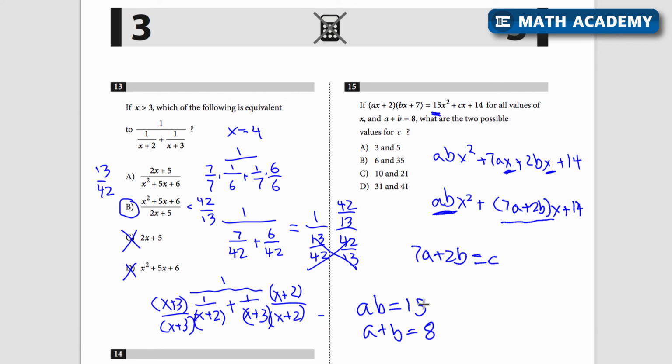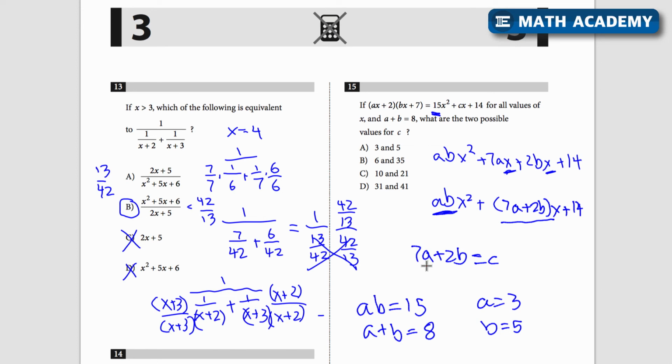What multiplies to 15 and adds up to 8? Well, I could have 3 or 5 for these, and it could be switched. It could be 3 times 5 equals 15, or 5 times 3 equals 15. So a could be 3 or 5, and b would be the opposite one. So let's just plug in a equals 3 to start. a equals 3, b equals 5 to see what we get for c.